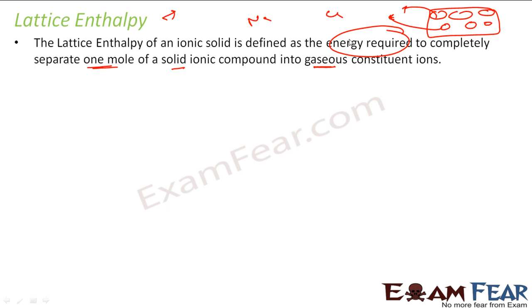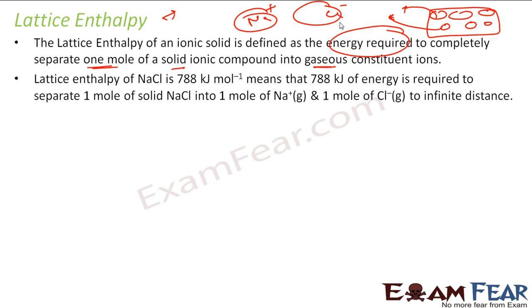Obviously, because when Na plus and Cl minus ions in gaseous form combine, the moment they combine, they release energy to form NaCl solid. Now if you want to put it back to Na plus and Cl minus gas ions, you have to provide energy, and that is nothing but lattice enthalpy, right? So when I say the lattice enthalpy of NaCl is 788 kilojoule per mole, that means 788 kilojoule of energy is required to separate 1 mole of sodium chloride into 1 mole of Na plus and 1 mole of Cl minus gas to infinite distance, right?